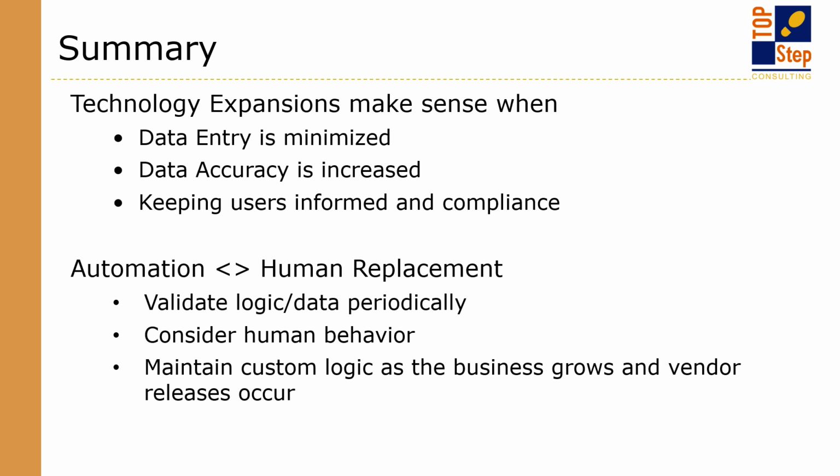The next thing is automation is not equal to human replacement. We have AI coming into the system all the time. People are talking about it. We're going more digital. We're less interactive as humans. But you've got to remember that it can make a mistake. If you're using automation, it can make a mistake. So make sure you're validating your logic and your data periodically. Consider that humans might do something that would change or affect your automation.